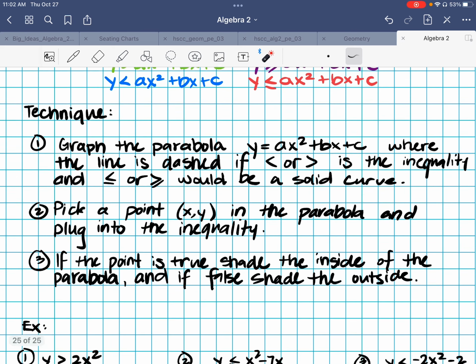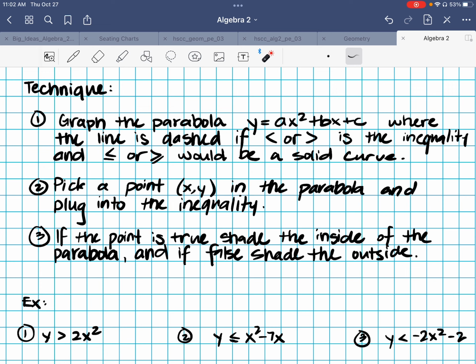So the technique breaks down. Once again, don't write this down. I would focus on what it says and then practice it. It says graph the parabola y equals ax squared plus bx plus c. You'll notice that the inequality is going to change to an equal. So instead of having those guys right there, you're just going to change it to an equal sign real quickly. We're going to graph that first, the equal version of it, where the line is dashed or solid.